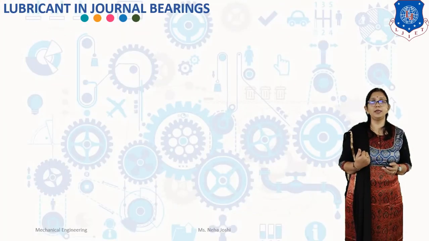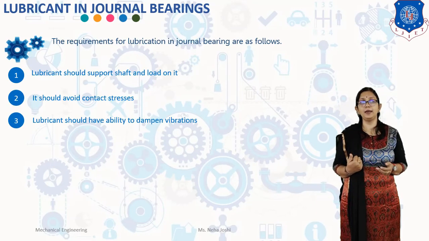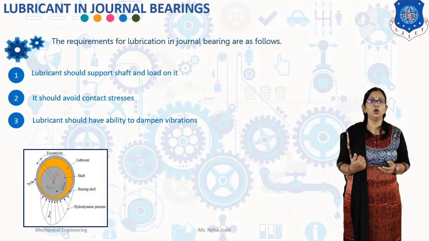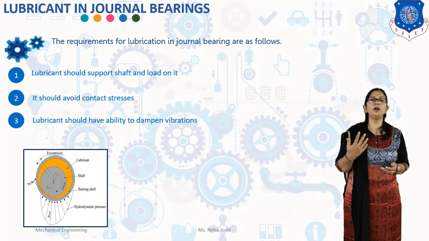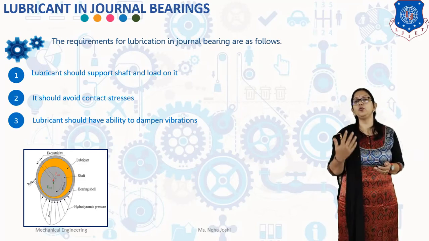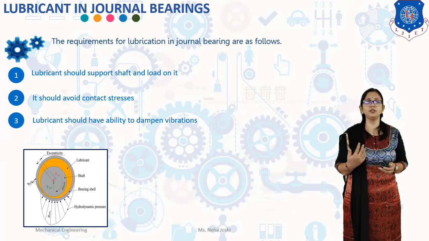Next example is lubricant in journal bearing. The requirements for the lubrication in the journal bearing are as follows. Lubricant should support the shaft and load on it. It should avoid contact stresses. Lubricant should have an ability to dampen vibration, as you can see here in the diagram of the journal bearing.